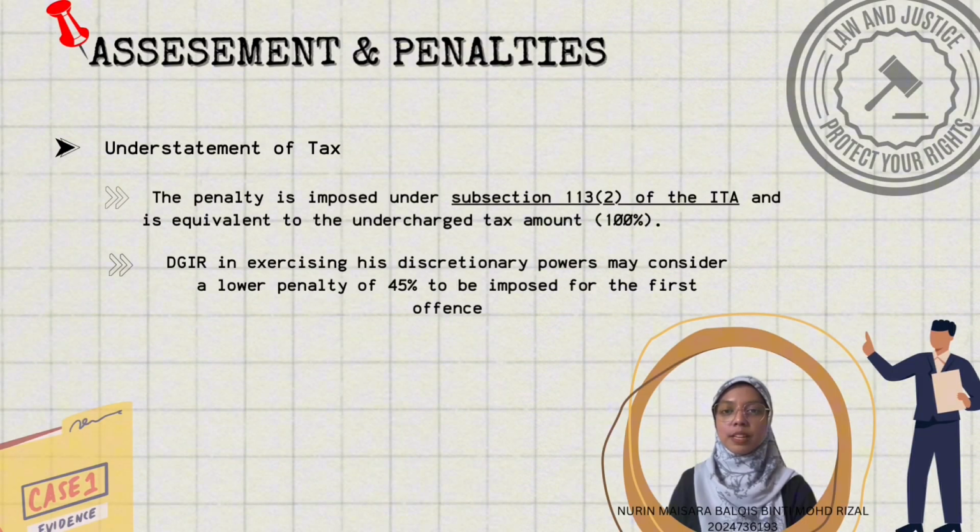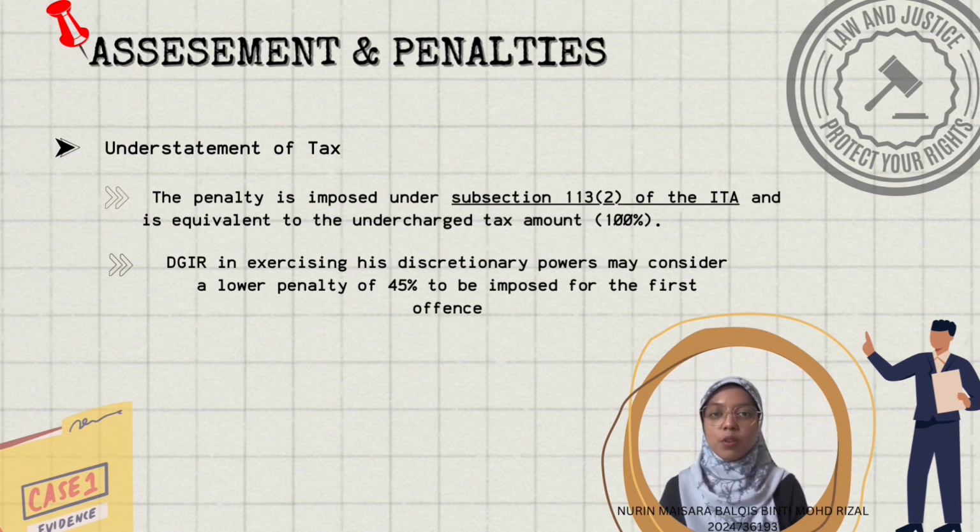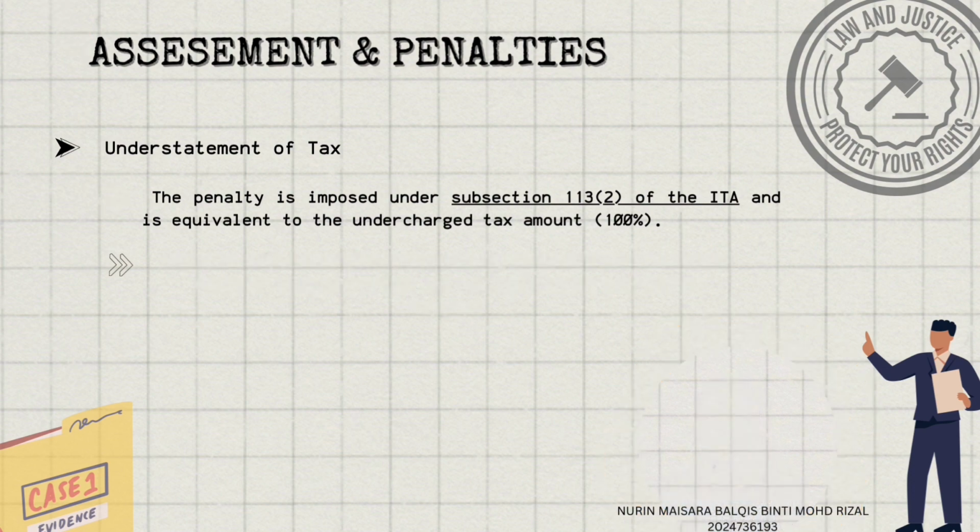I am here to present about assessment and penalties. The first one is understatement of tax. This penalty is imposed under Section 113, Subsection 2 of the ITA, and it is equivalent to 100% of the undercharged tax amount. However, the DGIR may consider a lower penalty of 45% to be imposed on the first offence.